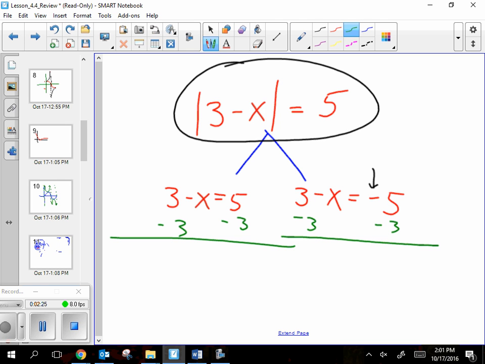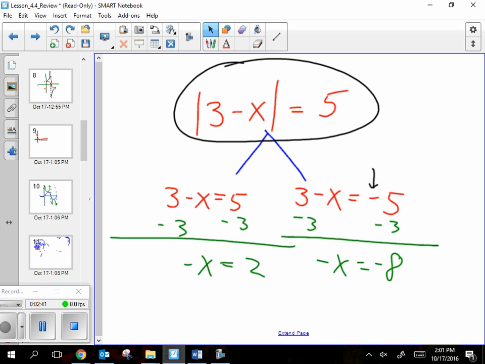All right. So to finish this one off, we would have had negative x equals 2. And this would be negative x equals negative 8. But you can't solve for negative x. There's no such thing. So you multiply both sides by negative 1.